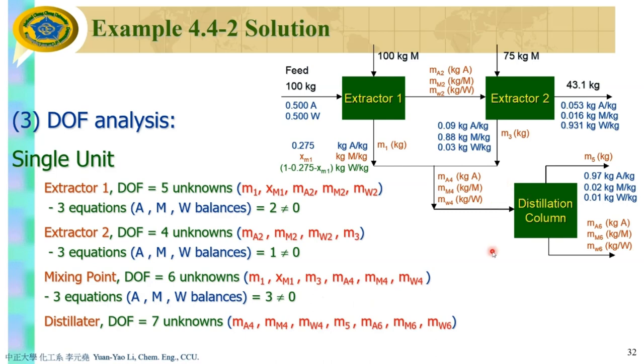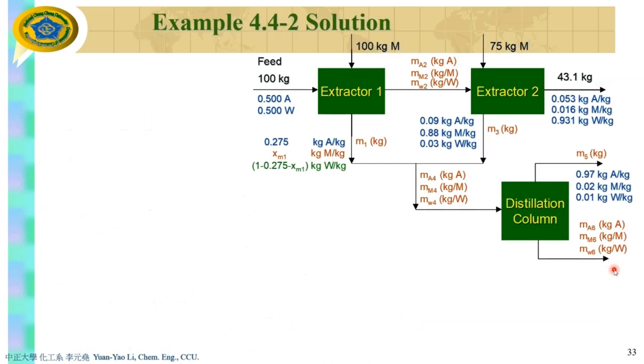So how about the distillator? The distillator has one input and two outputs, right? How many unknowns here? One, two, three, four, five, six, seven. Even worse, right? Unfortunately, again, you don't have enough equations to get these seven unknowns. So you tried the overall system and the single unit systems, and this doesn't work.